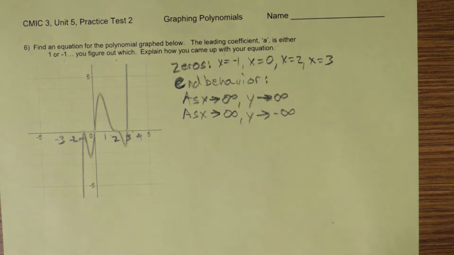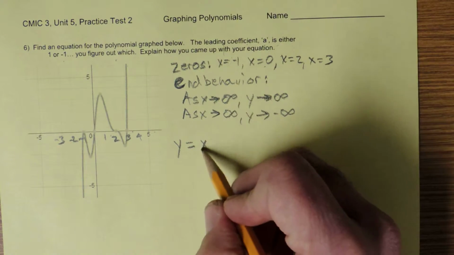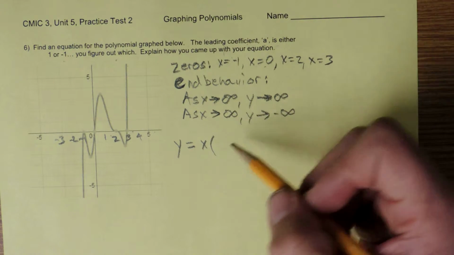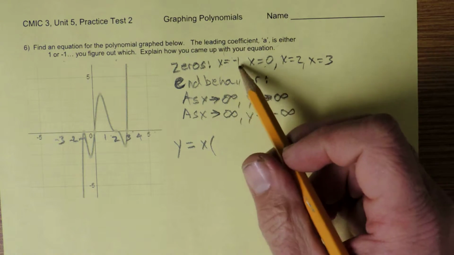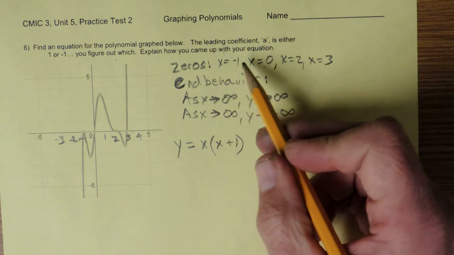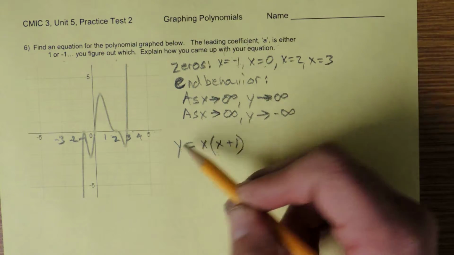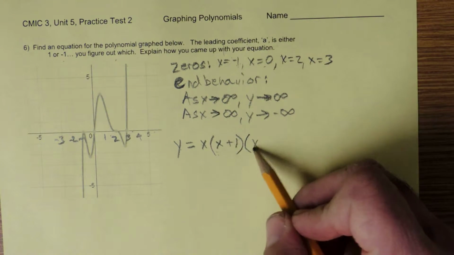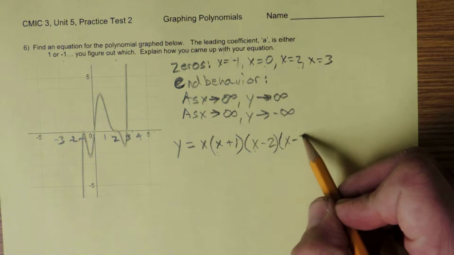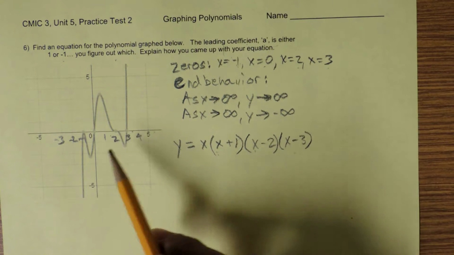So I look at my zeros. First of all, I'm going to need x equals 0, so I'm going to put x out front since x plus 0 is just x. I could put x in parentheses and say x plus 0, but it's really just x. X plus 1 will make y go to 0 when x is -1. -1 plus 1 is 0. That makes y 0. X minus 2 will make y 0 when x is 2. And x minus 3 will make y 0 when x is 3. So I look at those.